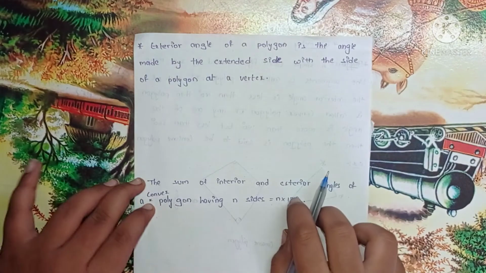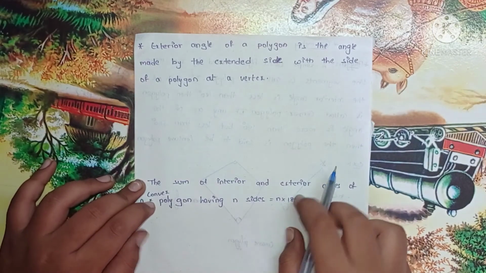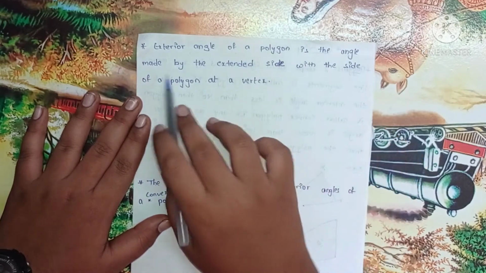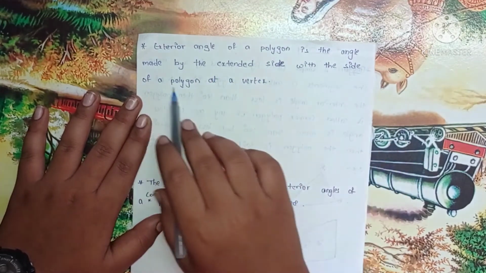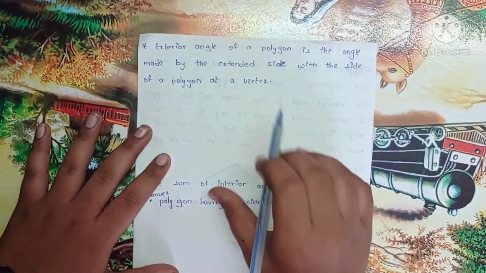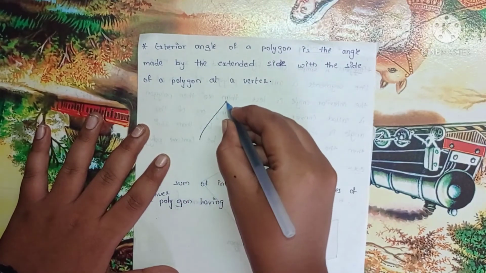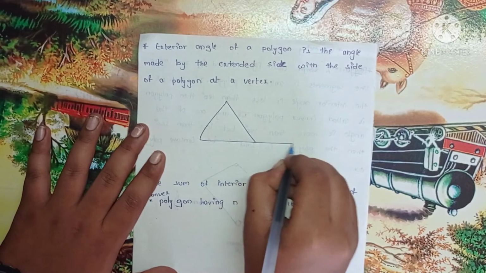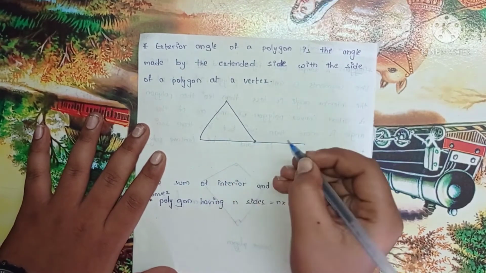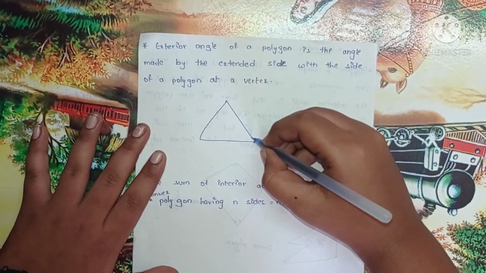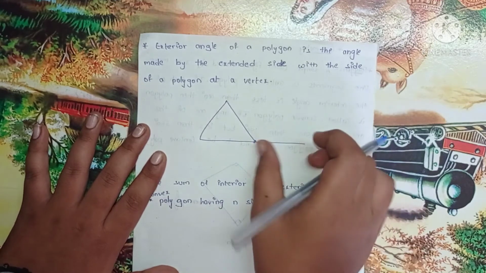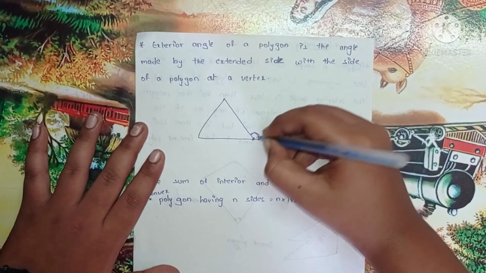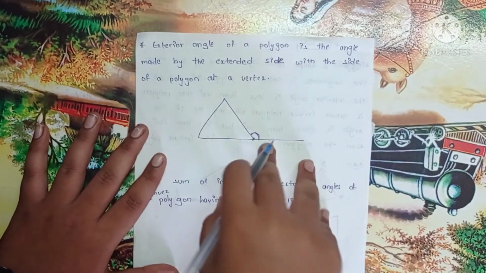Next, what is meant by the exterior angle of a polygon at a vertex? The exterior angle of a polygon is the angle made by the extended side with the side of the polygon at the vertex. If we take a polygon, say a three-sided polygon, and extend a side at the vertex, the angle made by the adjacent side with the extended side is known as the exterior angle. So it is the exterior angle of the given polygon at a vertex.